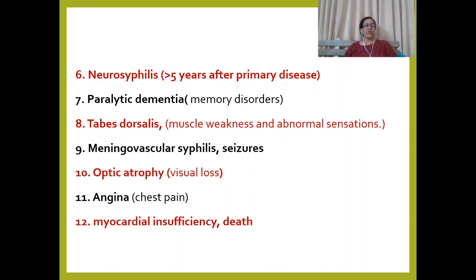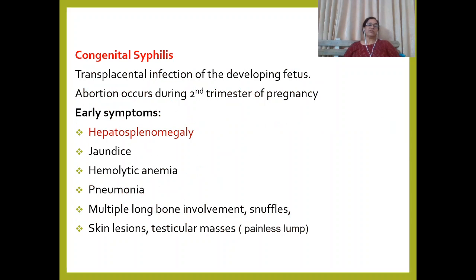Then there is involvement of the cardiac muscles also, as mucocutaneous junctions are present in that area. Chest pain is also common. Then there is myocardial insufficiency, and in the end, tertiary syphilis ends in death. That is, the disease is now considered a fatal disease. So this is all about the various stages of syphilis in adults.